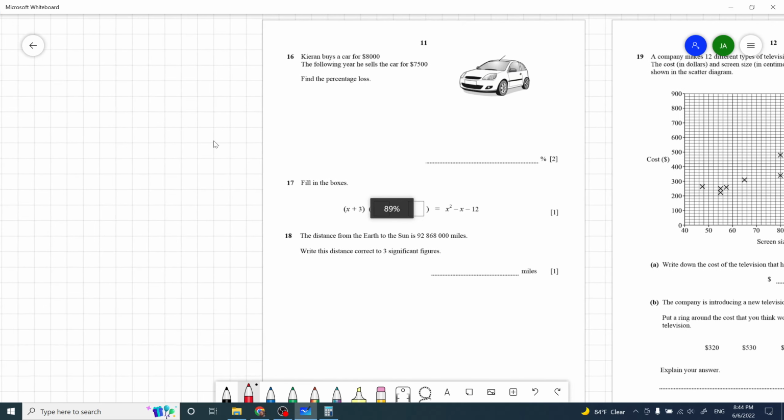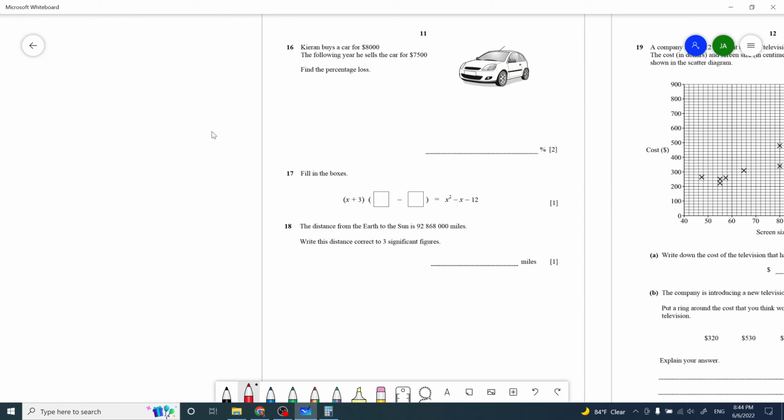Kieran buys a car for $8,000, and the following year he sells the car for $7,500. Wow, only has the car for a year. That's not good. Find the percentage loss. We need to figure out how much he lost on this. So we take 8,000 minus 7,500, which is going to give us 500. And we want to find out what percentage this is out of 8,000.